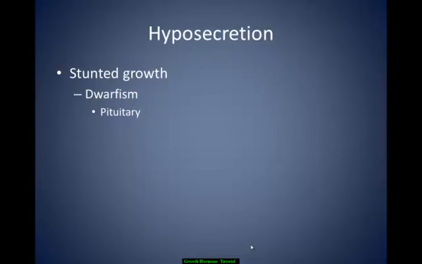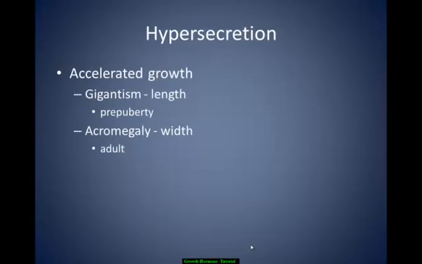When we have hypersecretion, we're going to see accelerated growth. Clinically, we have two particular terms which we use to describe accelerated growth. These are dependent upon the age of the individual. With gigantism, we experience increases in bone length, and this is going to occur in an individual who has not gone through puberty. In an individual who is prepubescent, the epiphyseal plate is still loaded with chondrocytes, which are dividing and ultimately elongating the bone.